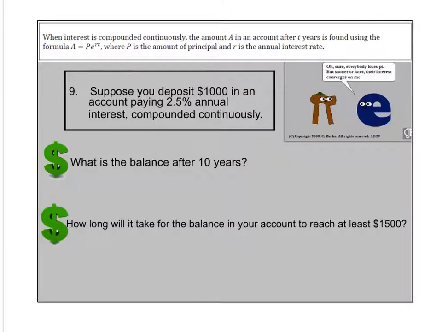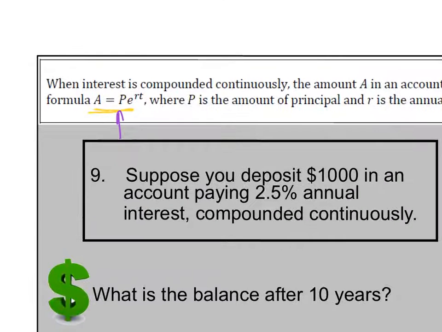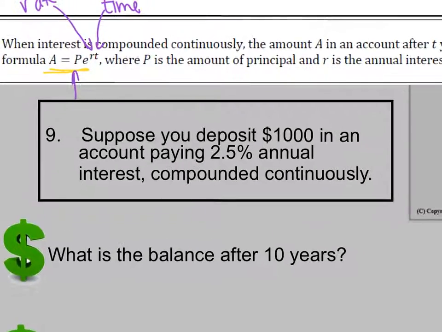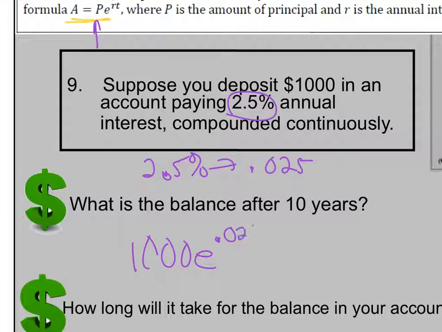All right, last problem. So continuous compound interest looks like this. P is your principal amount. R is going to be your rate. T is going to be your time, and that's usually in years. So what we're looking at is this. You've got an initial amount of $1,000 times e raised to the r times t. So here's my rate. 2.5% becomes 0.025. And that's 10 years, so that's going to be times 10.